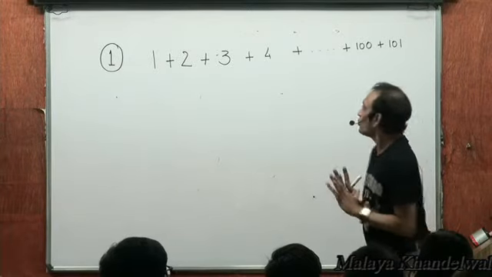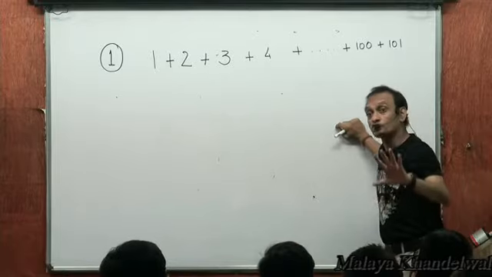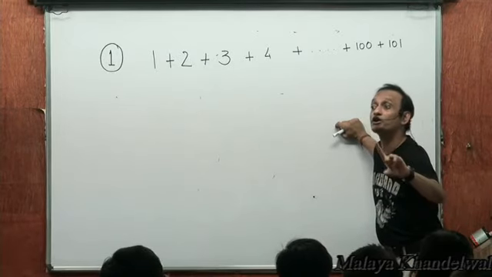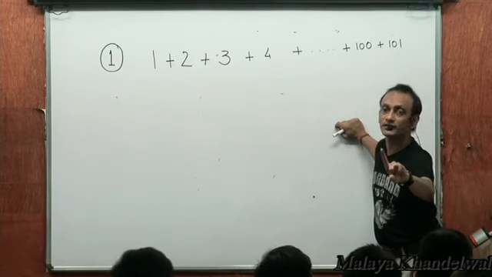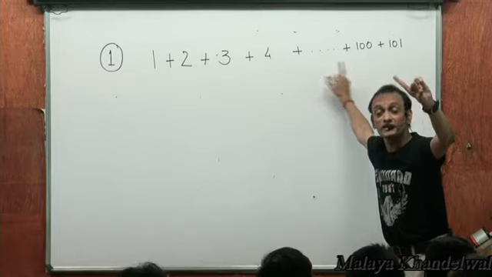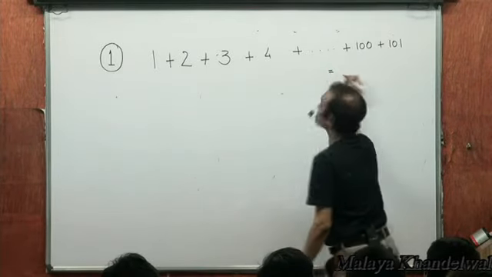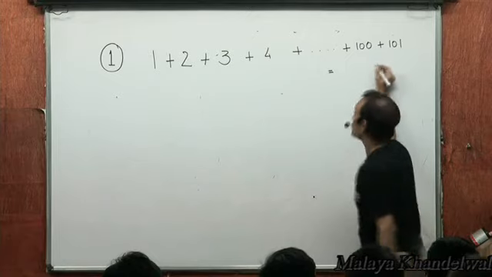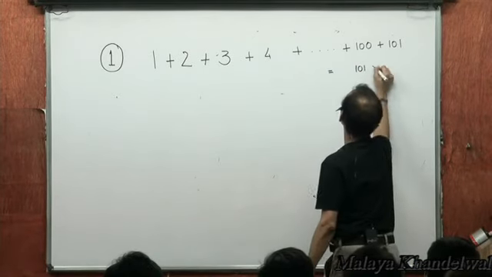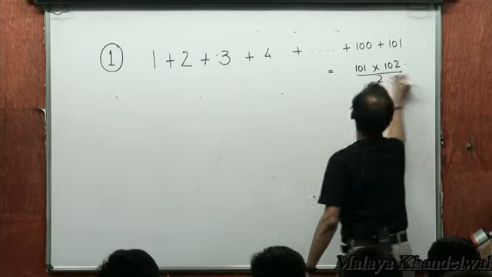Now, forget that for a while. Let me just look at the parity of this. Because no matter how I change the signs, the parity will be preserved. If this is even, it will remain even no matter what signs I change. If it is odd, it will remain odd. Yes or no? Now, sum of the first 101 natural numbers, which is 101 into 102 divided by 2.